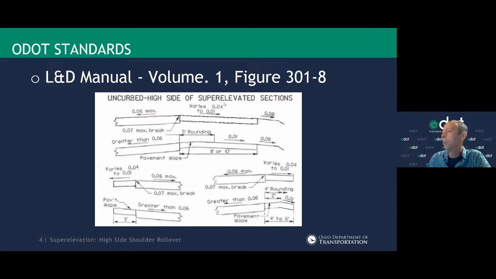And then the top one here, these two are basically the same. The only difference between these two is it's just a wider shoulder of 8 to 10 feet, and that rounding is 5 feet, where here the rounding is 4 feet. So these two conditions are the same. So we're talking about this slope right here on the high side of super elevation, and how that's defined in the templates. So let's kind of go through some of that stuff.